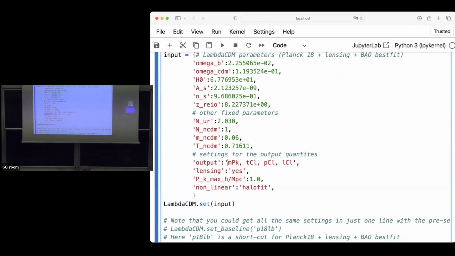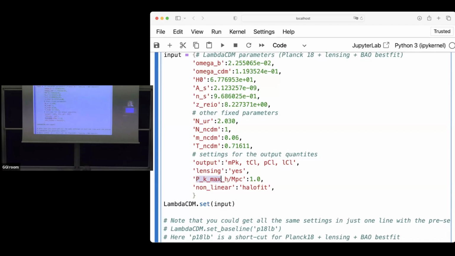In this example, we want to compute the matter power spectrum, the temperature Cls, the polarization Cls, and the lensing potential Cls. And we want also to include the CMB lensing correction. You could say, is this redundant with passing lCl? No. lCl says compute the CMB lensing power spectrum. And lensing equal yes says use this information jointly with information on the unlensed temperature and polarization to compute the lensed temperature and polarization spectra.